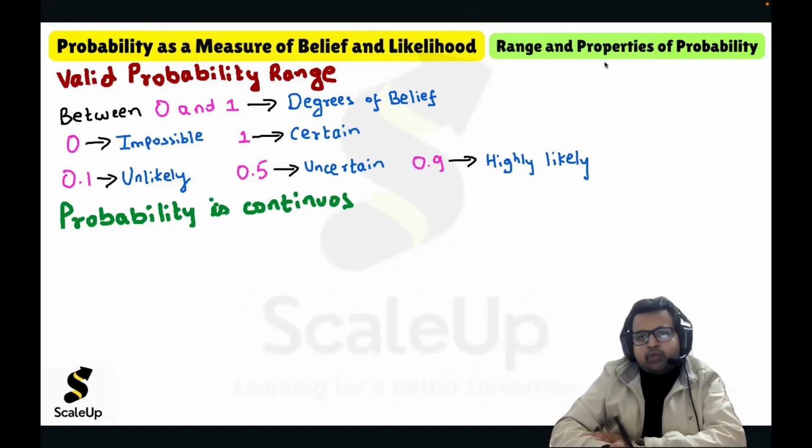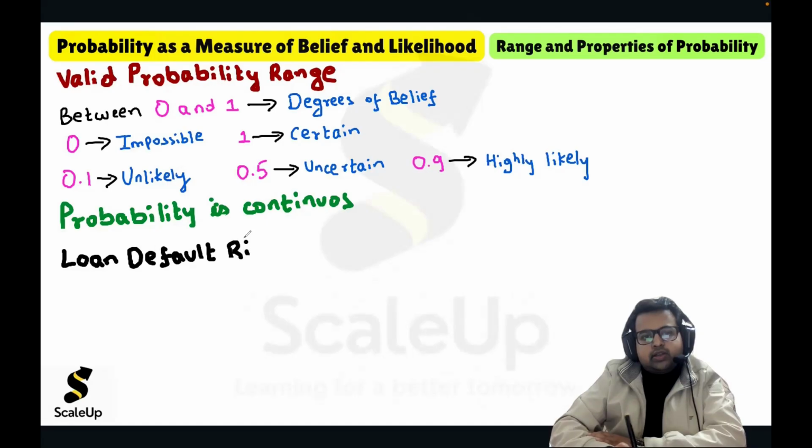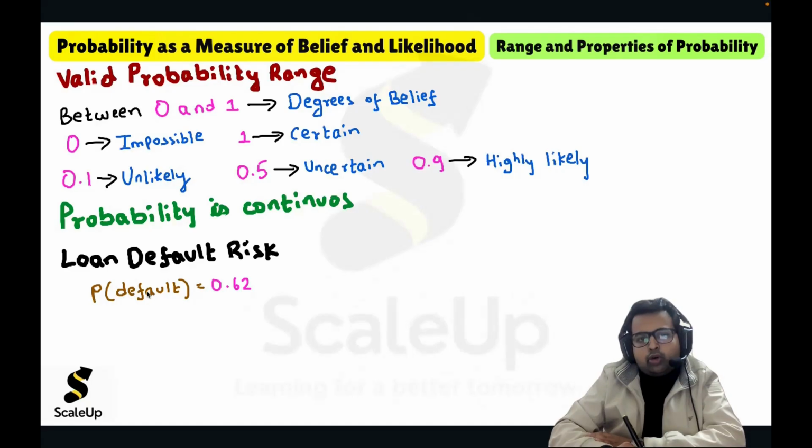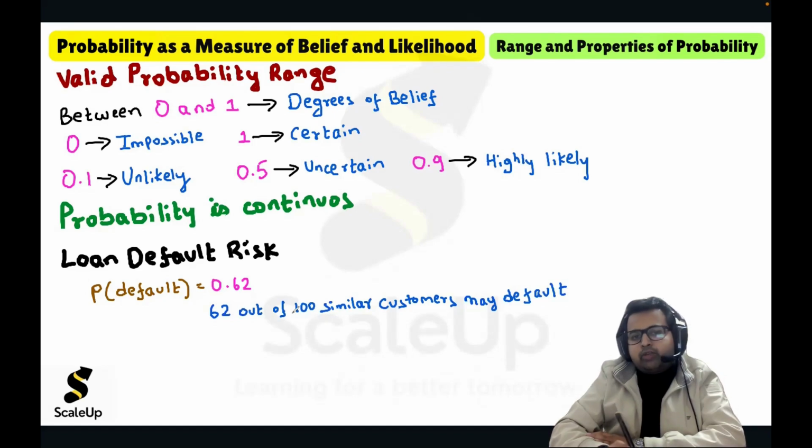Now, if I take one example like loan default risk, let us suppose the output of the model is that the probability of getting a default is 0.62. What does it mean? It means the probability of loan default is 0.62. It means 62 out of 100 applicants, or 100 similar customers, may default the loan. So this is how we interpret the probability.